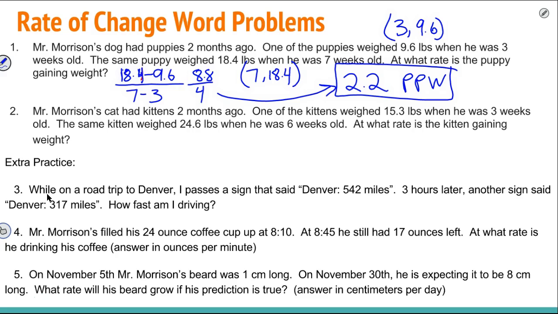Number 2, cat had kittens 2 months ago. One of the kittens weighs, so pretty much the exact same problem. I'll skip it then if it's the exact same problem. Let's jump down to number 3.